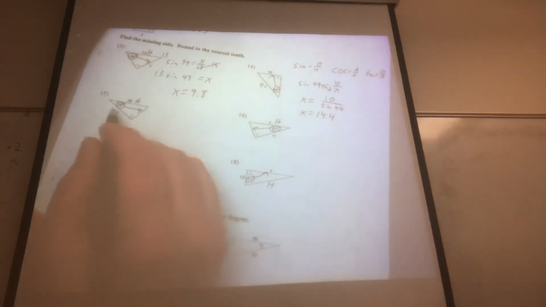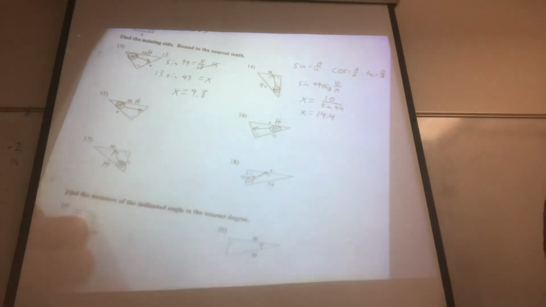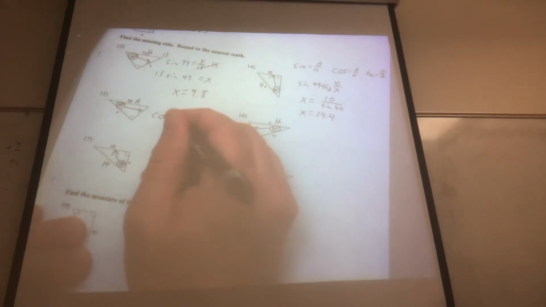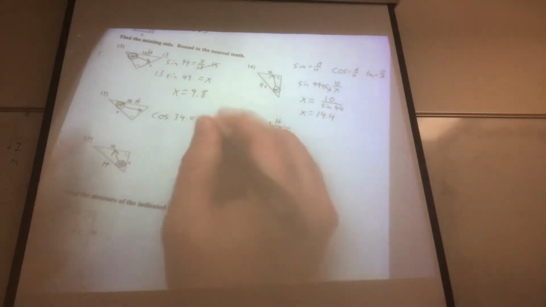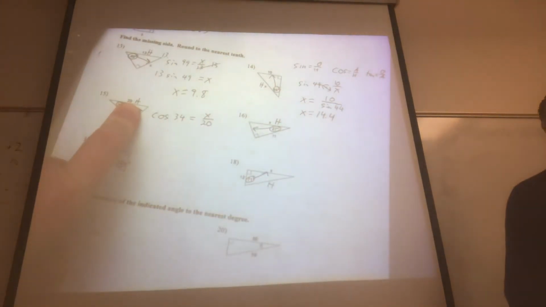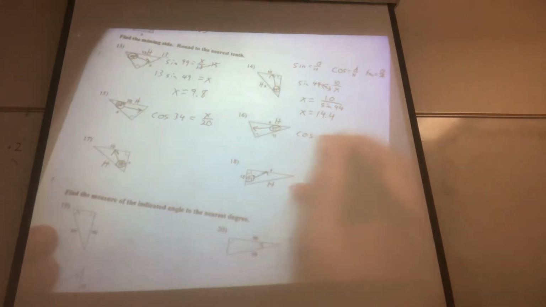On number 15, I don't have the opposite. I can't use sine or tangent because I don't have the opposite side. This is cosine. The cosine of 34 is equal to the adjacent side of x over the hypotenuse of 20. I always label my hypotenuse, so I know what to put where. On number 16, I don't have the opposite side. The cosine of 27 is equal to 11 over my hypotenuse of x.